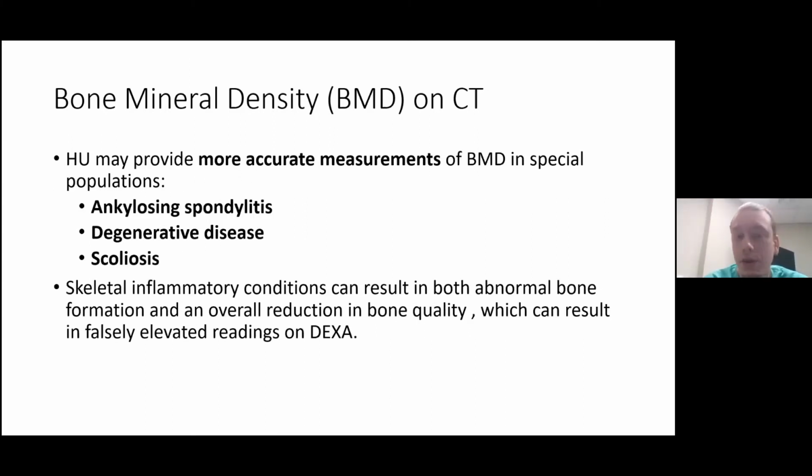Interestingly, Hounsfield units may provide more accurate measurements of bone mineral density in special populations. For example, in patients with ankylosing spondylitis, severe degenerative disease, and scoliosis. And this is because in certain skeletal inflammatory conditions, there is formation of abnormal bone and overall reduction in the bone quality per se, which can result in falsely elevated readings on the DEXA scans.